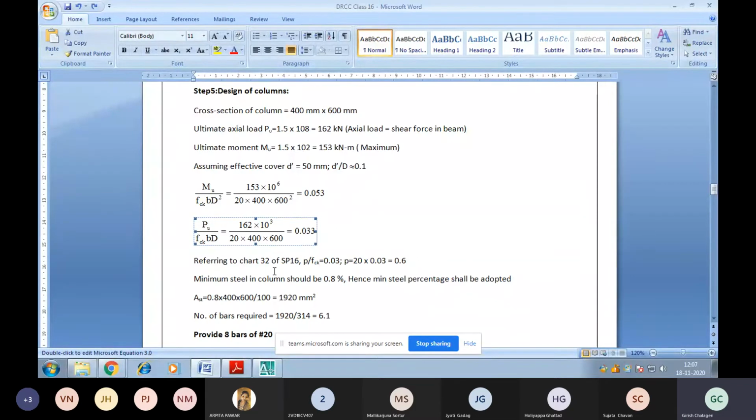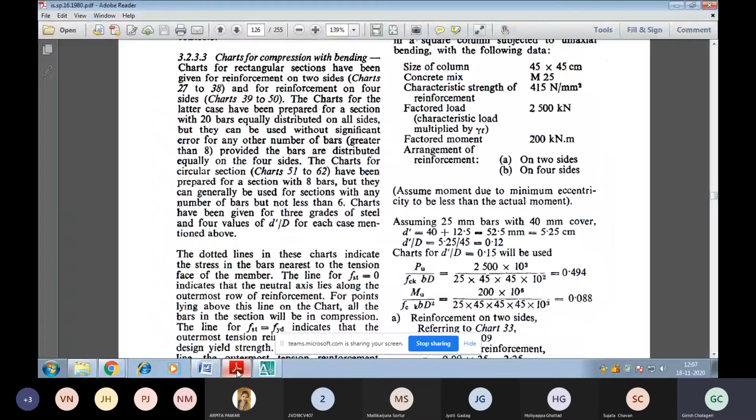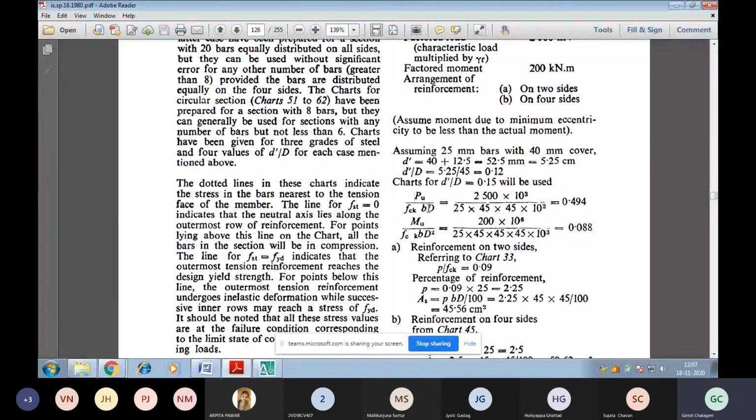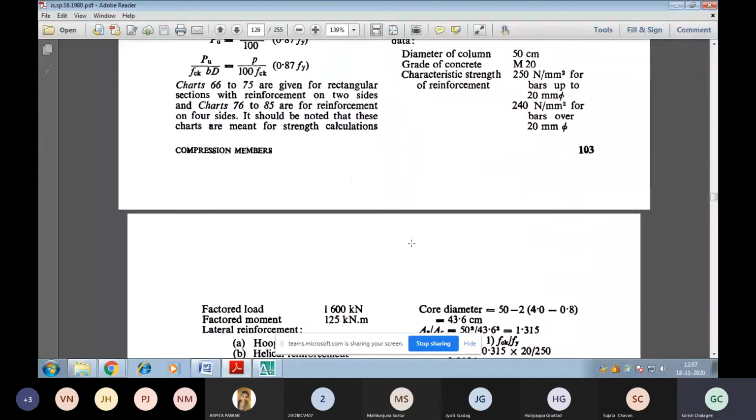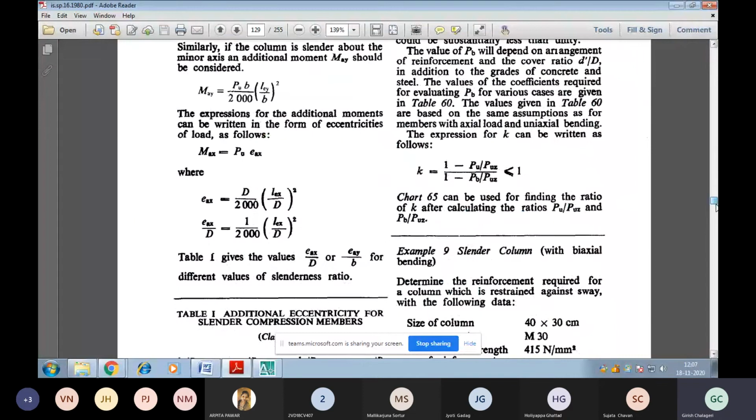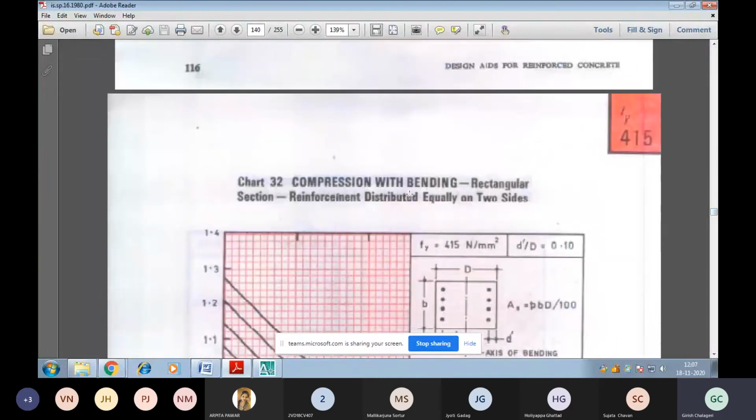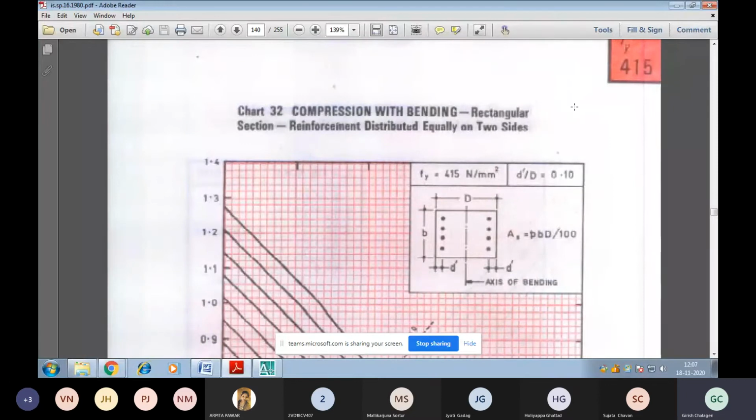Then from chart 32 of SP16, once the formula is given, that is Pu by fck bd and Mu by fck bd square, let us see chart number 32. The charts are here: chart 32, compression member with bending, rectangular sections, reinforcement distributed equally on two sides. To use this, first check it is Fe415 steel, and d dash by d is 0.1. What is d dash? The effective cover of the column divided by the depth of the column. We get some value.